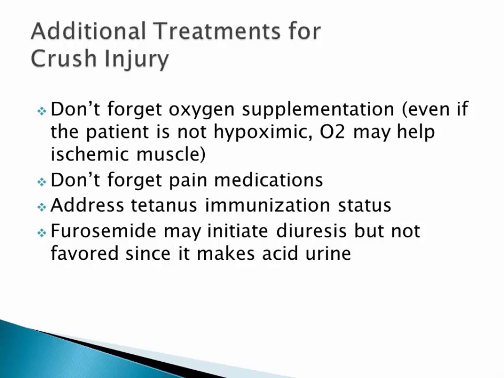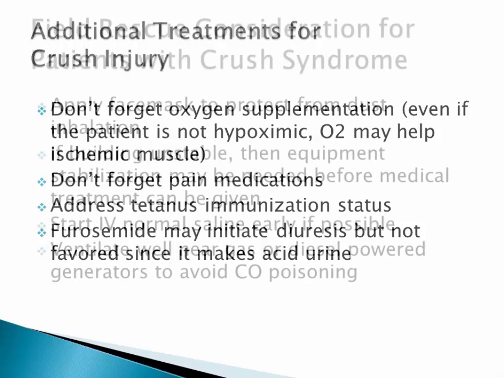Now, other treatments for crush injury: obviously oxygen supplementation. This kind of goes without saying, as most trauma patients are going to be getting oxygen, but it may help with ischemic muscle. Obviously, people are going to be in severe pain. You also can't forget, we have to address the tetanus status of the patient. And again, as mentioned, Lasix should not be given for diuresis as it tends to make acid urine.